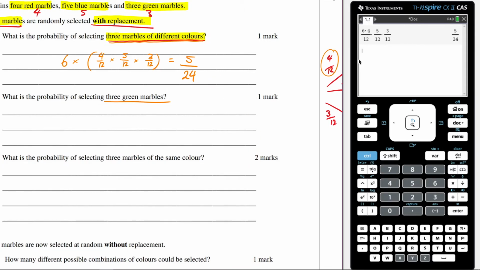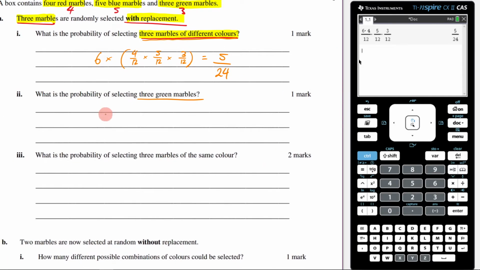So what my working out's going to be for this one is 3 on 12 times 3 on 12 times 3 on 12. Then you could come to your calculator, put all of that in. That's simply going to be 1 on 64. Then we come to the next one. What's the probability of selecting 3 marbles of the same color?